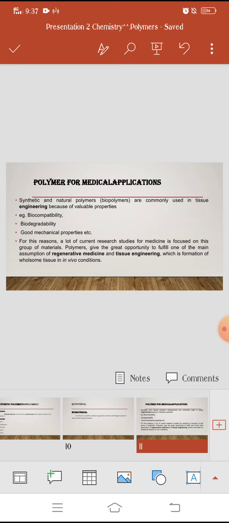Polymer for medical applications. Synthetic and natural polymers, which are also called biopolymers, are commonly used in tissue engineering because of valuable properties: biocompatibility, biodegradability, good mechanical properties. For this reason, a lot of current research studies for medicine is focused on this group of materials. Polymers give the great opportunity to fulfill one of the main assumptions of regenerative medicine and tissue engineering, which is formation of wholesome tissue in vivo conditions.